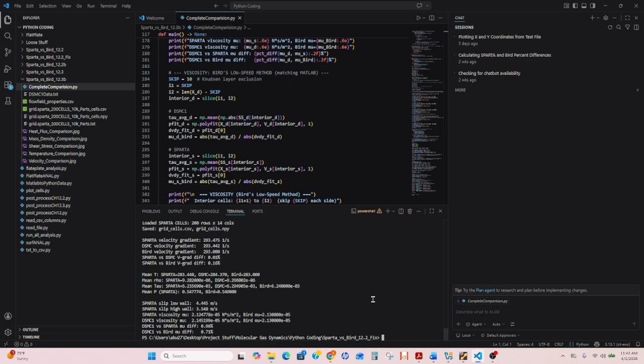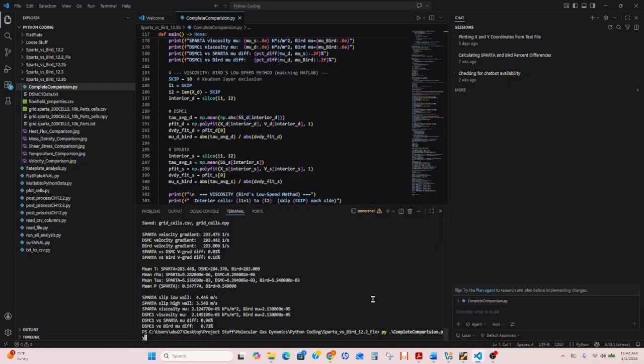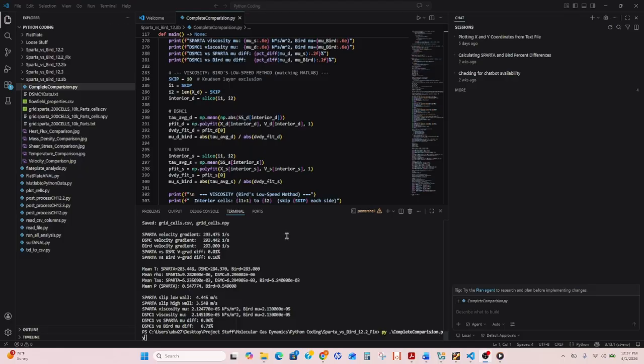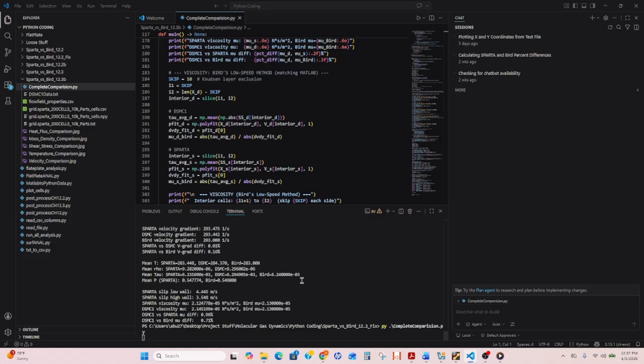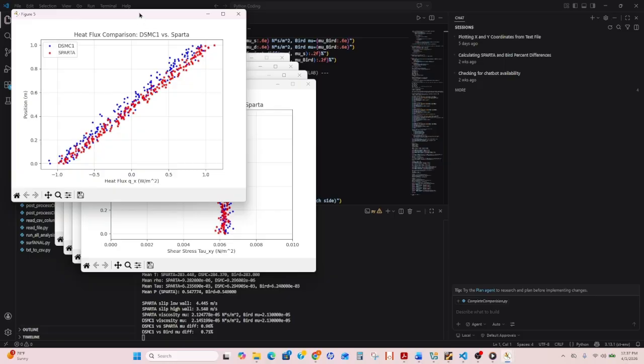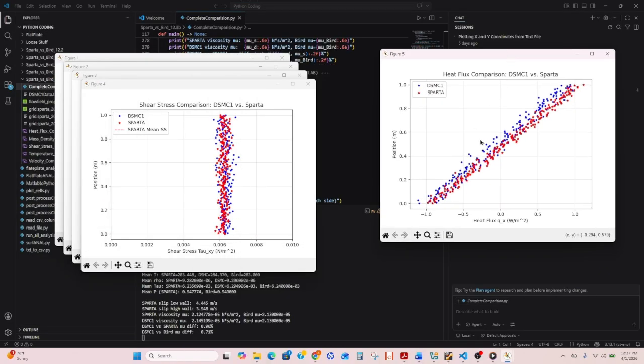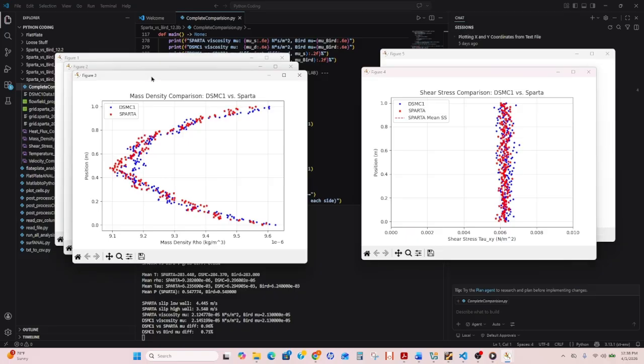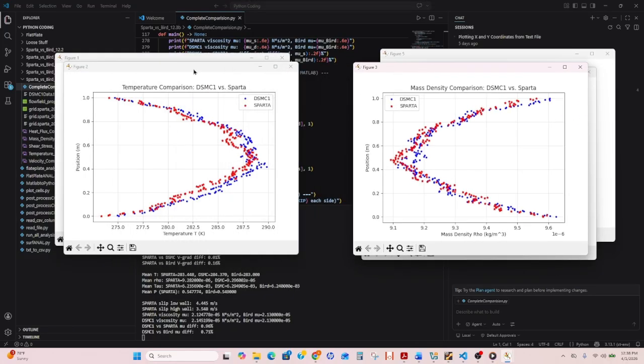And so when I pull this up, this is going to show the results of both. So we can see here that our heat flux from SPARTA is looking very similar to the heat flux from our MATLAB translation of Bird's Fortran code. The same for our shear stress. Mass density is looking very similar. The temperature comparison inside of the domain is looking similar.